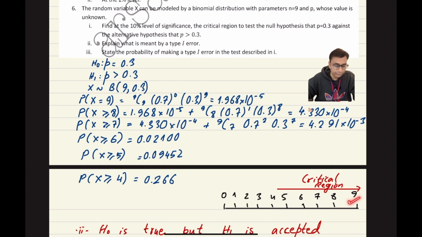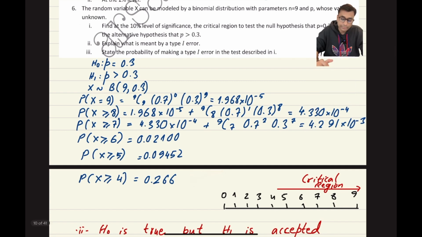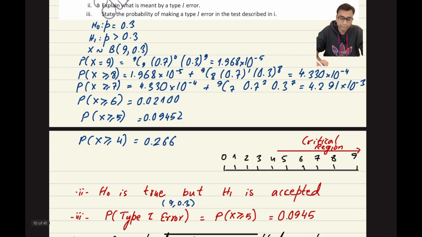Probability of 9, probability of 9 plus 8, probability of 9 plus 8 plus 7, and so on and so forth. And you will see where it crosses the 10%. So you see probability of x greater than or equal to 5 is coming out to be 9.452%, whereas probability of x greater than or equal to 4 is coming out to be 26.6%. This is where it crosses 10%. So that means your critical region lies between 5 and 4.